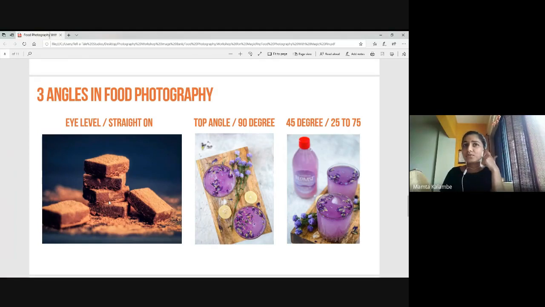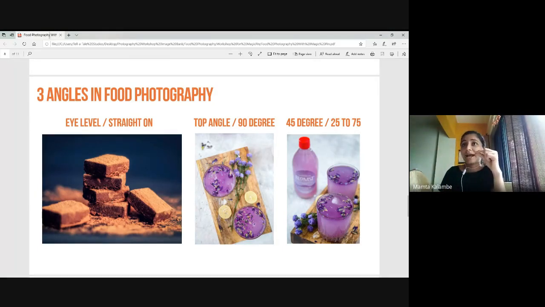Okay, so that means shooting at eye level. So what does the eye level do? It is great when you're shooting sandwiches, or something which has layers, like a burger, a stack of chocolates, or even desserts, especially cakes and pastries. So the eye level works great when you have to show details of what has gone into making something, what are the different layers that are there in this particular food item.